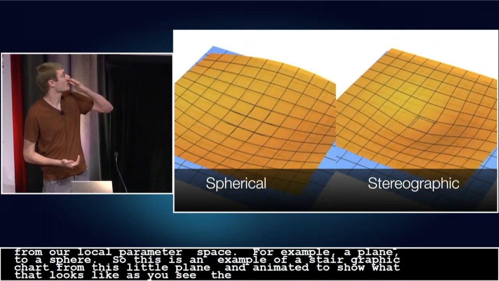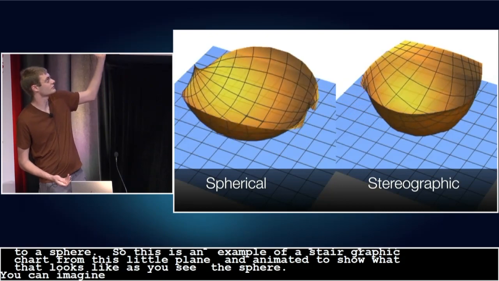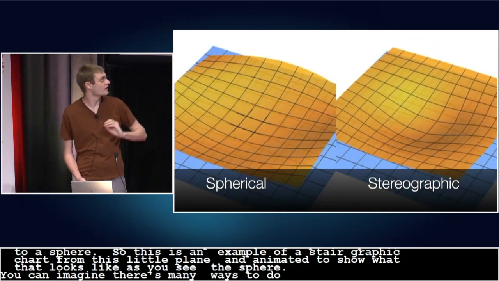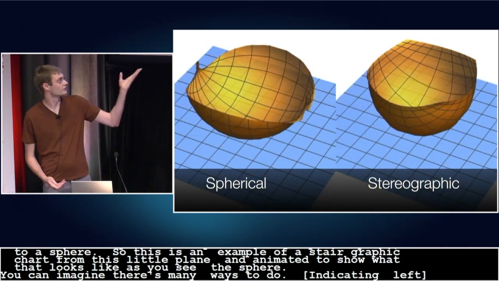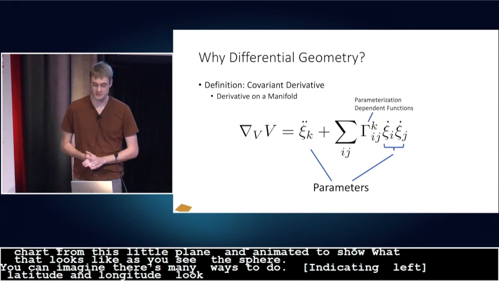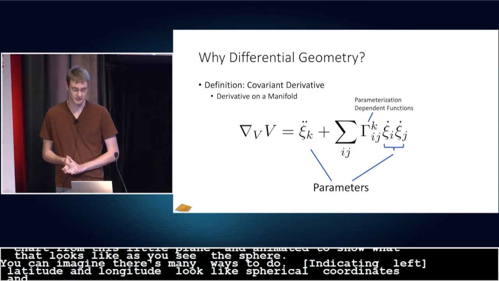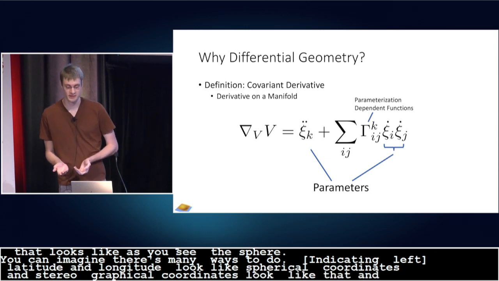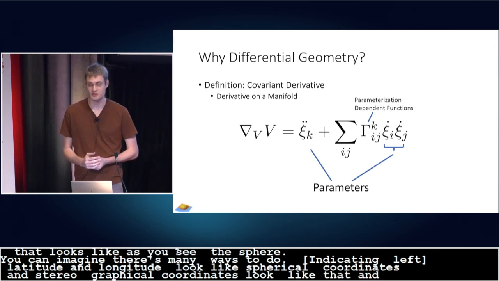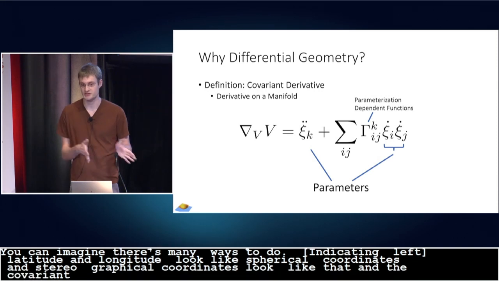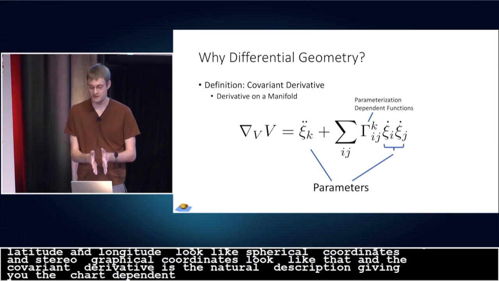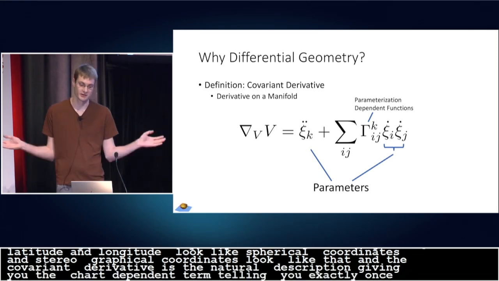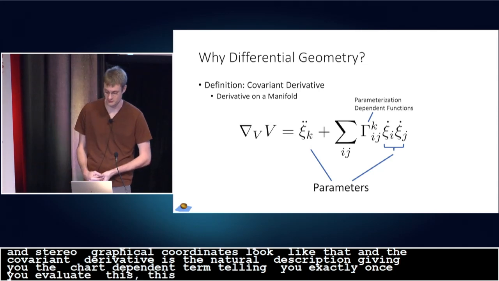So for example, latitude and longitude looks kind of like spherical coordinates, and stereographic coordinates look like that. And you want to make sure that your optimality condition is the same between the two of them. So the covariant derivative is a natural description that gives you this chart-dependent term. Once you evaluate this, it is going to be invariant to the choice of description of your manifold.